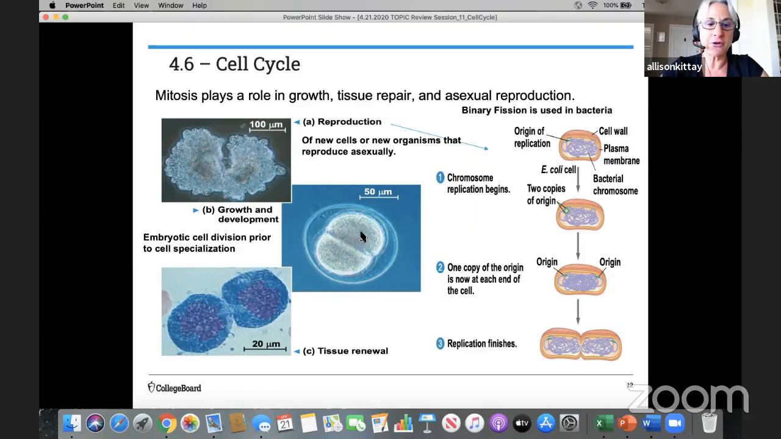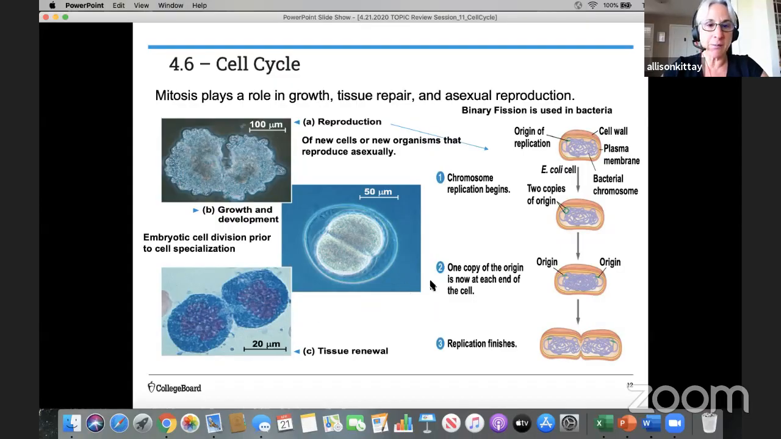In B, you can see that we also use mitosis in growth and development. So just after an embryo is formed, a sperm cell fertilizes an egg, you get a zygote, and then it starts to develop into an embryo. All of those divisions are mitotic divisions. So we want identical cells up until a point where the cells begin to specialize. So you might see this in an animal cell as a blastula stage.